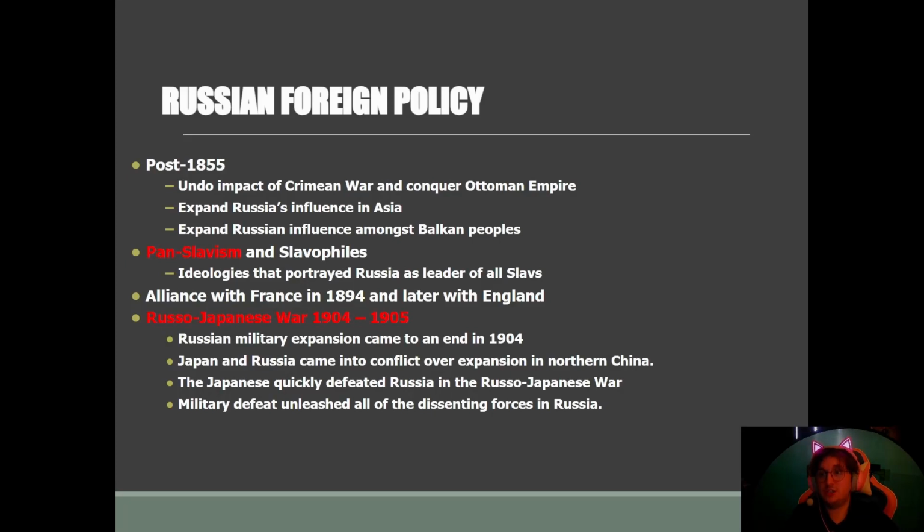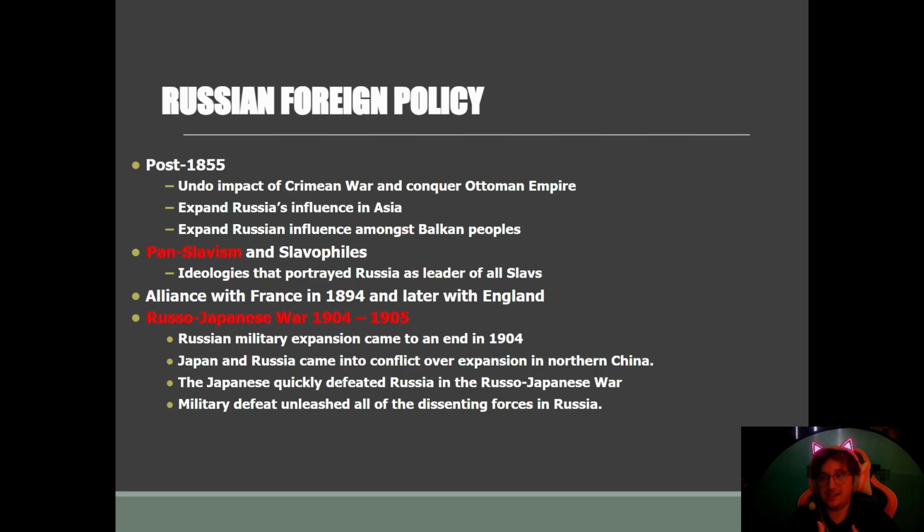Right? Now, Russia's foreign policy is mainly to undo the impact of the Crimean War. And they want to conquer the Ottoman Empire. I mean, it's right there. They're the sick man of Europe. They're dying. Might as well. Russia also wants to expand its Asian influence and expand Russian influence among the Balkan people. Now, most of the people of the Balkans consider themselves to be Slavic, which is a major ethnic group in the Balkans.